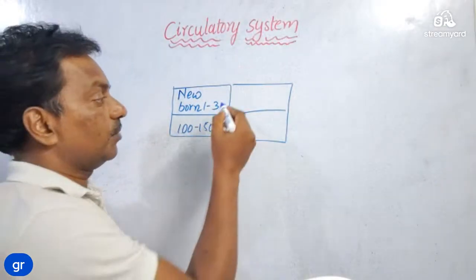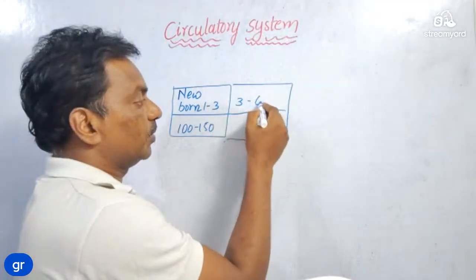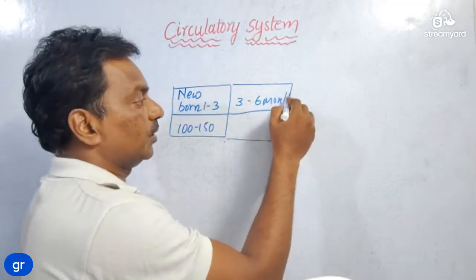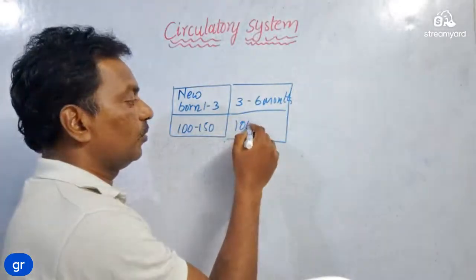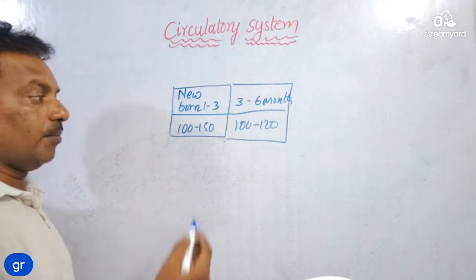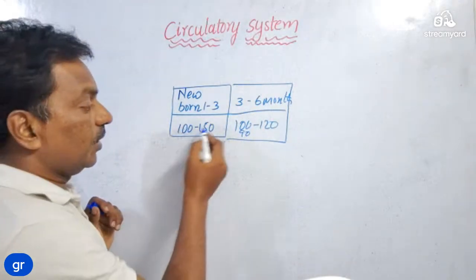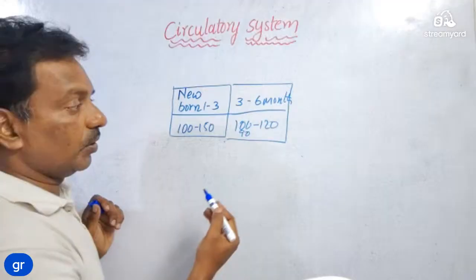Next, we are going to discuss 3 months to 6 months. What is that? It is 100 to 120. Maybe we will consider it from 90 also. Generally it is decreasing, 90 to 120.